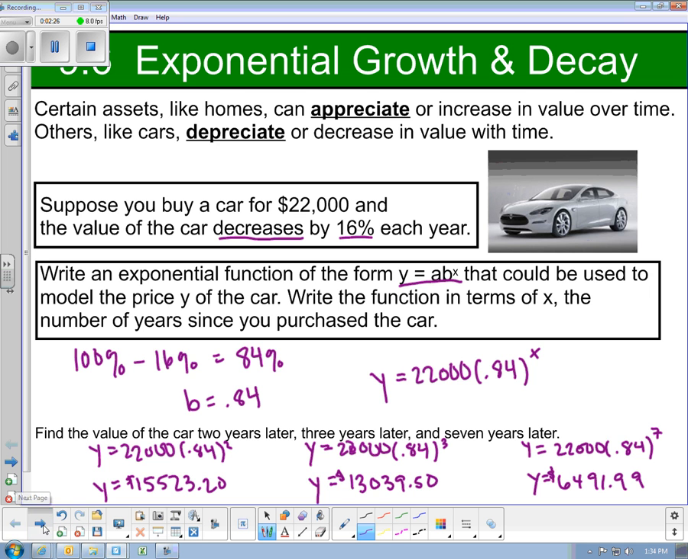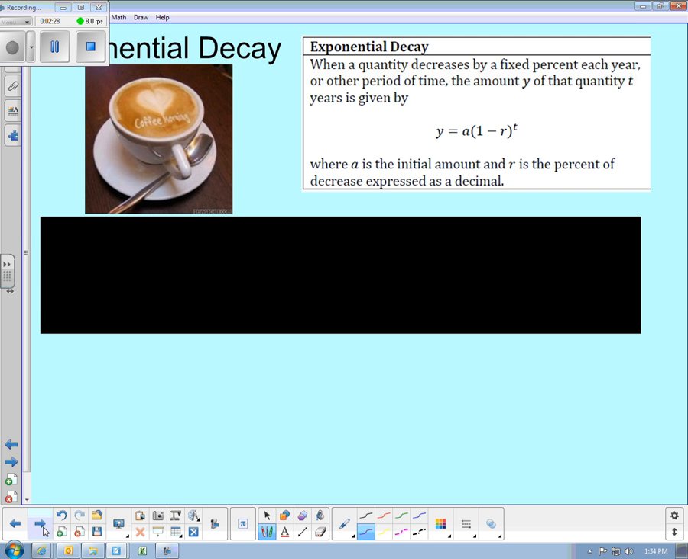So this is an exponential decay question. Exponential decay is when a quantity decreases by a fixed percent each year over a period of time. So I take that 1, like we talked about, we had 100%, which is 1 as a decimal, and subtract that decay rate. Whatever your decay rate is, you have to take that away. Then it says where a is the initial amount, r is the percent of decrease, and we're writing our percents as decimals here. Make sure you pay attention to that one.